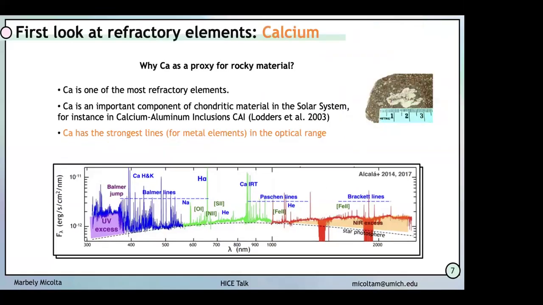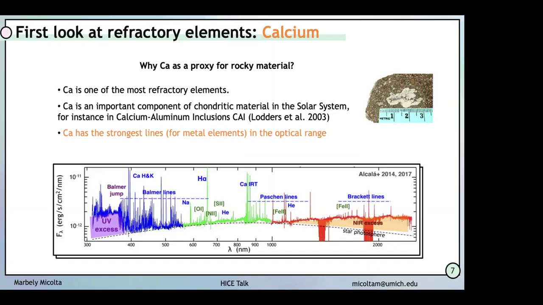And I first started with calcium. A lot of people ask me, why calcium? Why use calcium as a proxy for rocky material when most people think about iron and magnesium? Well, calcium is one of the most refractory elements. It's an important component of the condensate material in the solar system, like the calcium aluminum inclusions that you can find in meteorites, which are actually used to mark time equals 0 in the evolution of the solar system. So we know they are in pebbles from the very beginning of the evolution of the system.